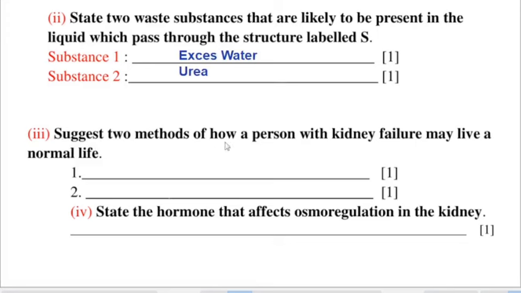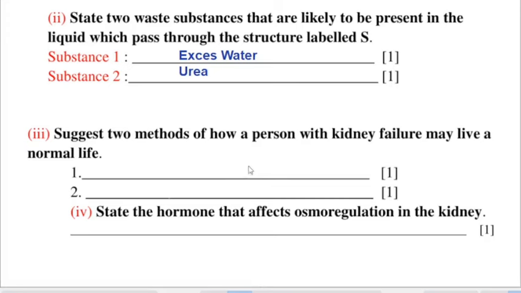Suggest two methods of how a person with kidney failure may live a normal life. So a person with kidney failure, this person's kidneys are not functioning well. Hence they have a kidney failure. So in order for them to live a normal life, number one, they can go through surgery, by getting a healthier kidney from a donor, and they put it in through surgery. So this is what we call kidney transplant.